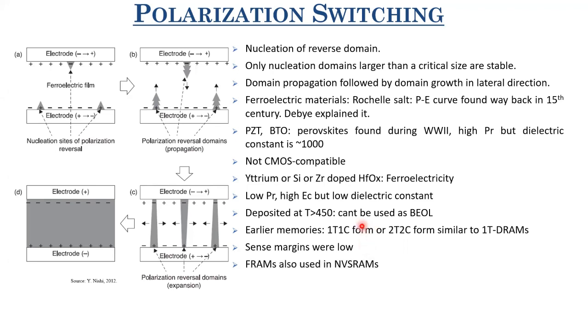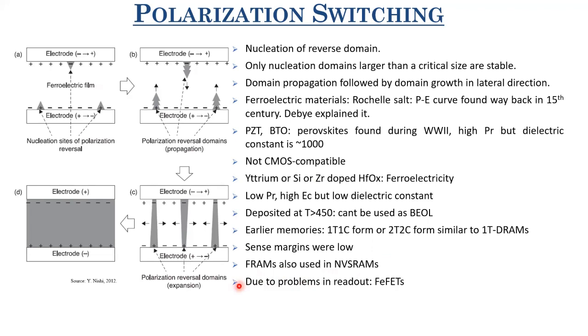That is why they did not gain much popularity. But FRAMs were also being used in NVSRAMs at that time. When people conceptualized NVSRAMs, FRAMs were the first candidates that people came up with. However, the problem with FRAMs again was that they were not CMOS compatible. So they could not be integrated in the same process as they were integrating your SRAMs. That was one problem there.